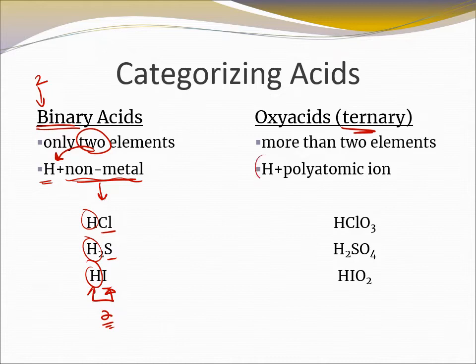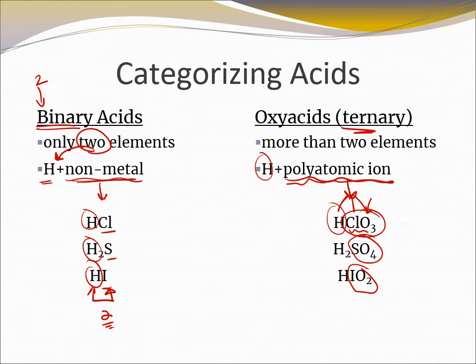Basically, they're going to be hydrogen and then one of our polyatomic ions. If you don't already have your list of polyatomic ions handy, I suggest you grab it. These are all oxyacids, also called ternary acids. Notice we have hydrogen and then two more elements, 1, 2, 3 total. One of those elements is oxygen. ClO3 is one of our polyatomic ions. SO4 is one of our polyatomic ions. IO2 is a polyatomic ion. It's not on our list, but we're going to talk about what it is.